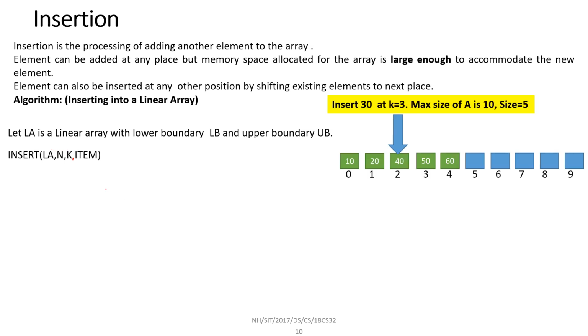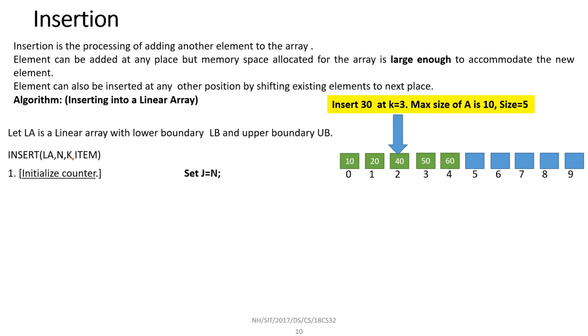The first step will assume that the array whose maximum size is 10. In this case, 5 elements are occupied. 5 elements are added to the array after the creation. The elements are 10, 20, 40, 50, 60. I will show you how to insert. Inserting element 30 at position 3, that is index 2. Here that new element should come. The maximum size right now is 10. Size of this array is 5.